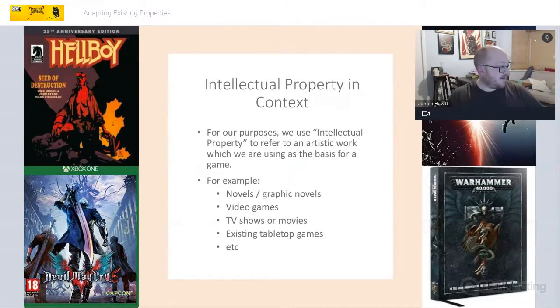When we're looking at intellectual property in the context of games, we are generally looking at stuff like novels, graphic novels, video games, TV shows, movies, existing tabletop games, anything that we are using to create. We're using it as the basis for a game that we're designing. So, for example, here, Hellboy and Devil May Cry, they're both things. Hellboy is a comic series, if you don't know it. Devil May Cry is a long-standing series of video games. We've made board game versions of both of those. The Expanse is a TV show, which designer Jeff Engelstein made a fantastic board game based on.